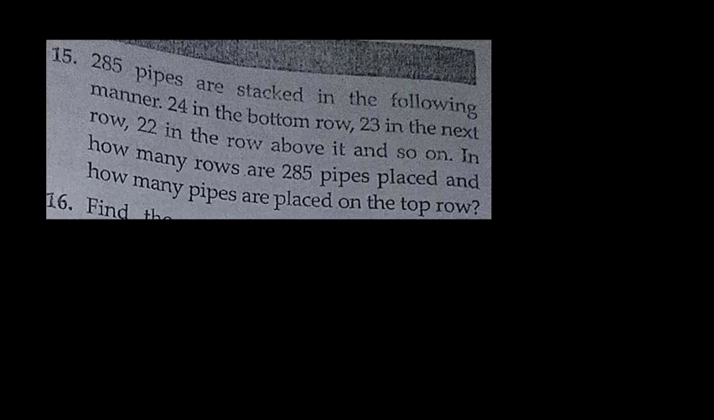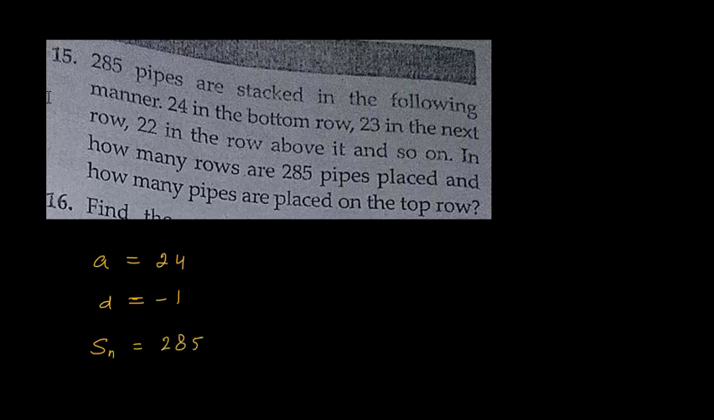Now here question number 15: 285 pipes are stacked in the following manner: 24 at the bottom row, 23 in the next row, 22 in the row above it, and so on. In how many rows are 285 pipes placed, and how many pipes are placed on the top? So as per the problem, your a is given 24, your d is given minus 1 because it is decreasing by 1, and your total Sn is given 285.